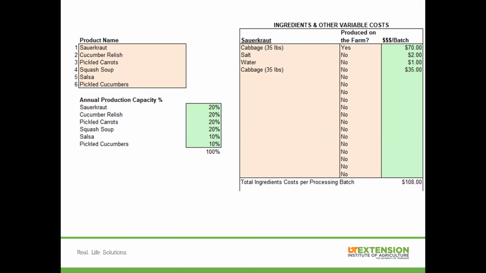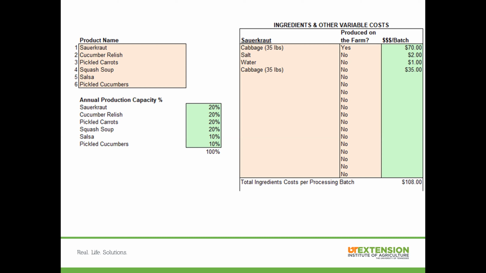And we may go out and buy that, and it might be a lower quality, or it could be our own cabbage that we figure is in the recipe, and it's not quite as good as our #1 cabbage. So we could come in here in this spreadsheet and plug in $35 for the cost of that 35 pounds of cabbage, the lower quality, the inferior cabbage.